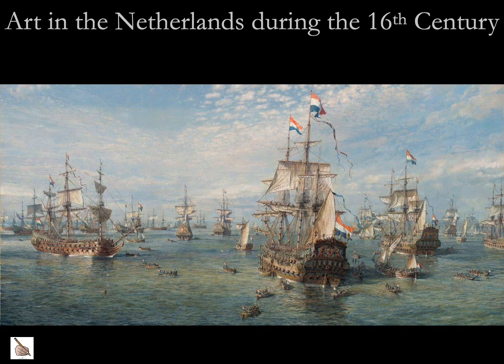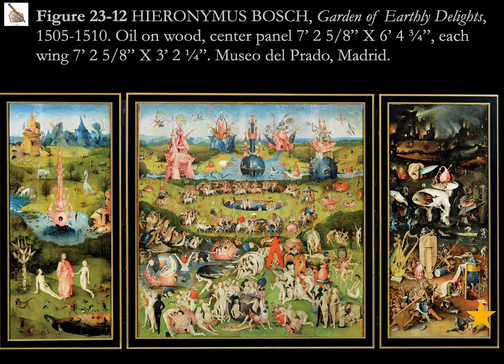The Netherlands was one of the most commercially advanced and prosperous countries in 16th century Europe. Much of Netherlandish art of this period provides a picture of contemporary life and values. The leading Netherlandish painter of the early 16th century was Hieronymus Bosch, one of the most fascinating artistic personalities in history.